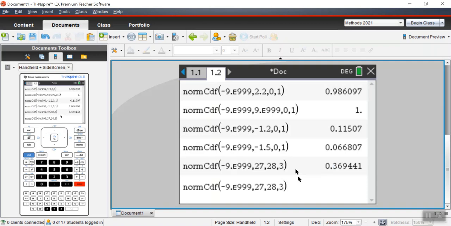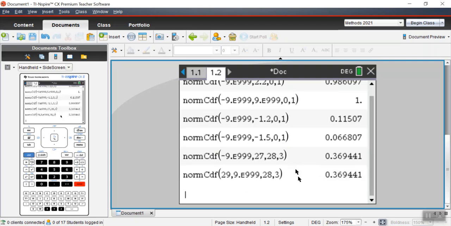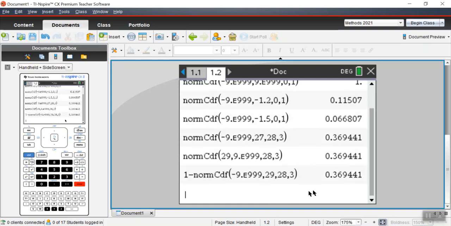Let's see if they all get the same answer, just to make sure that I'm actually doing what I say. Same answer. And what was the other way? Oh yes, 1 minus that one, up to 29. So yeah, 3 different ways to do it. And you all get the same probability of getting a golf ball greater than 29 millimeters wide.